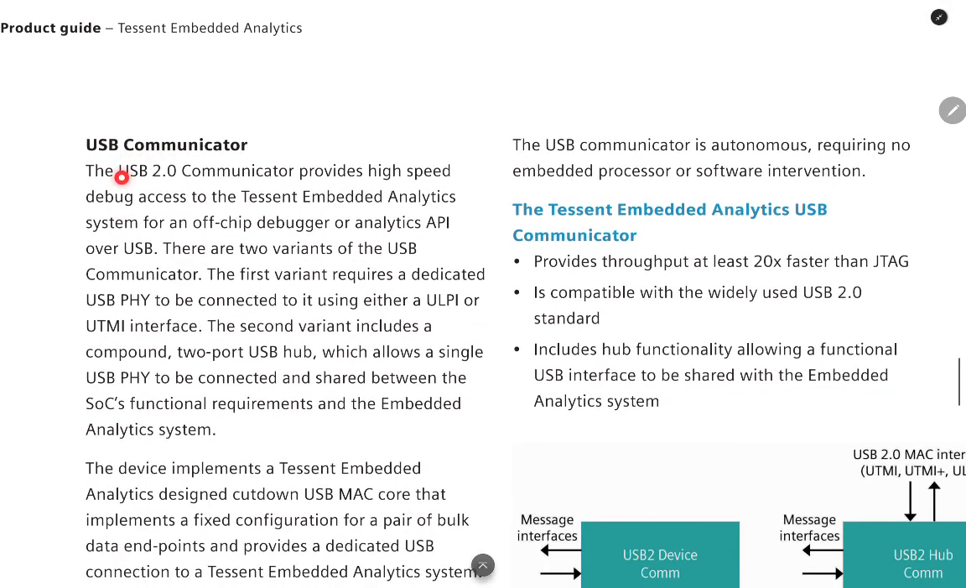USB communicators. The USB 2.0 communicator provides high-speed debug access to the Tessent embedded analytics system for an off-chip debugger or analytics API over USB. There are two variants of the USB communicator. The first variant requires a dedicated USB PHY to be connected to it using either a ULPI or a UTMI interface. The second variant includes a compound two-port USB hub, which allows a single USB PHY to be connected and shared between the SoC's functional requirements and the embedded analytics system.